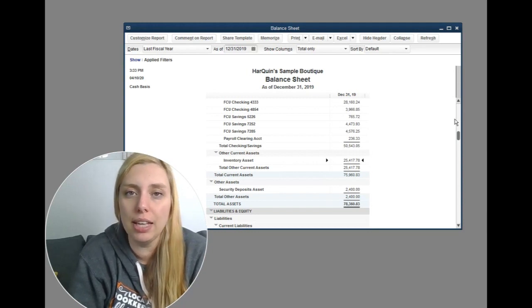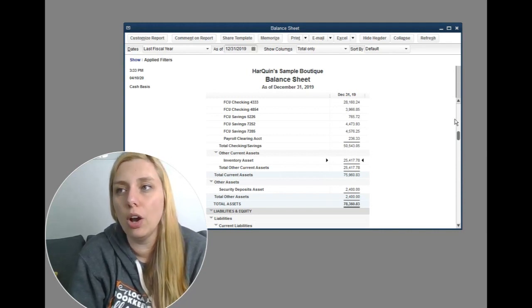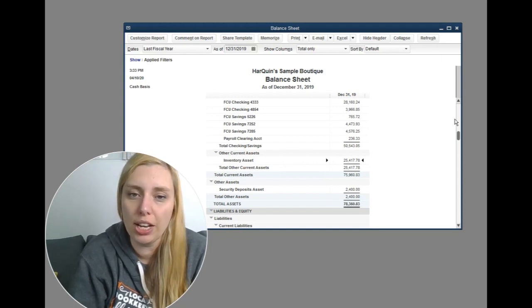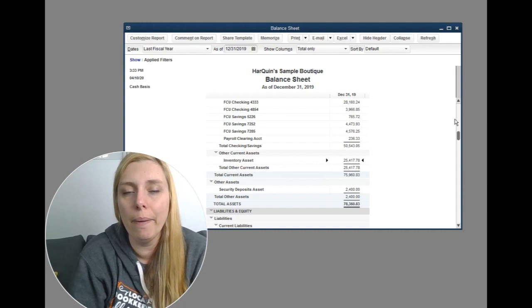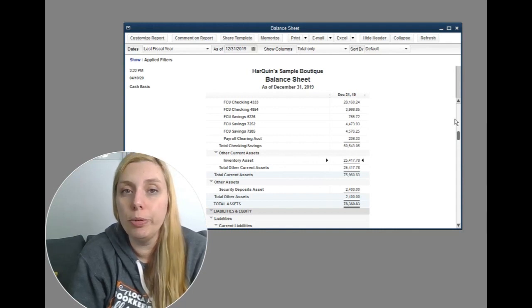So some other similar assets that other boutiques might have are if you have any computers. Computers over, I would say, $500 should definitely be depreciated and put on here as an asset. Company vehicles. If you have a mobile boutique or a trailer, it would go on here.